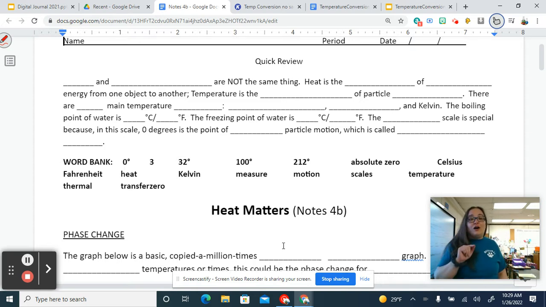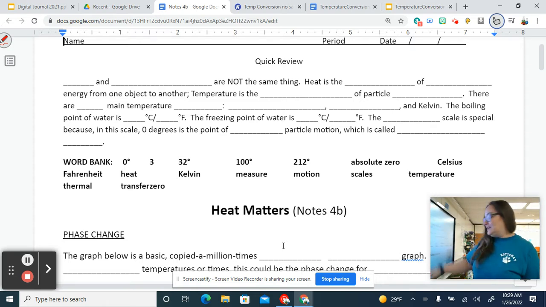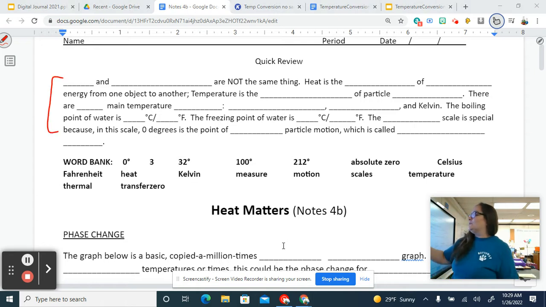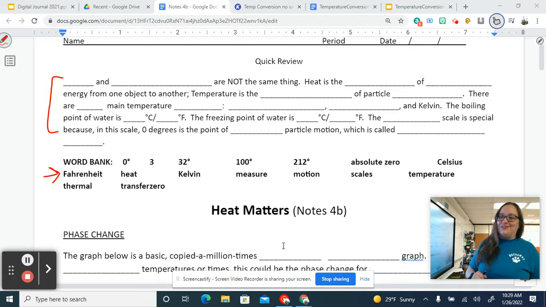I want you to pause right now and fill in the quick review up here at the top. Use the word bank down here. And when you're all ready, unpause and I'll be giving you the answers. Welcome back. Here we go.